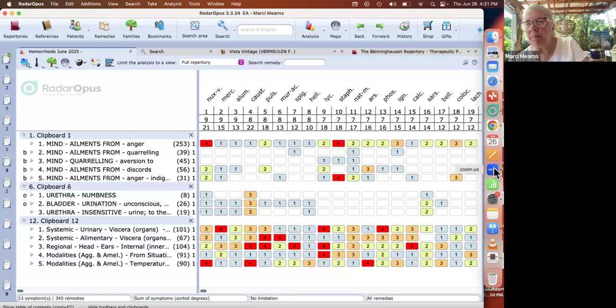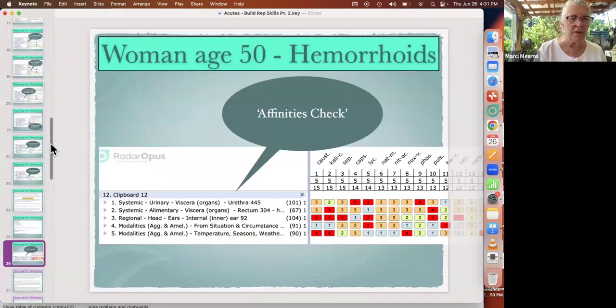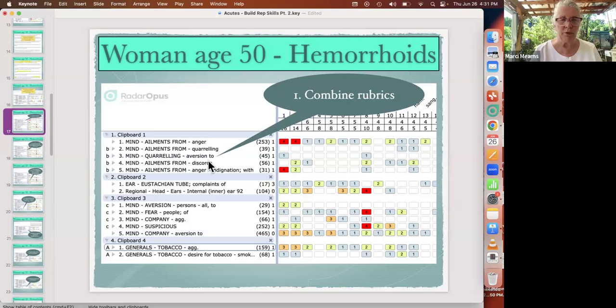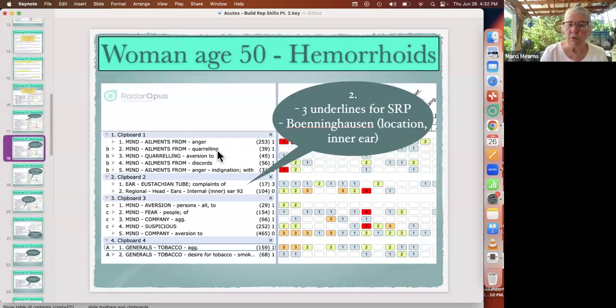Now, because we're at the 30-minute mark, let me take a look and see if there's anything that we've not discussed here. Let's go back. Okay, combining rubrics. We all know how to combine rubrics now, right? I've shown you that. So in other words, the idea is we don't want to overrepresent a symptom. So by combining them together, they become as one, and you get that small letter. So that's what's being done here on clipboard 1. On clipboard 2, I gave 3 underlines for the SRP.